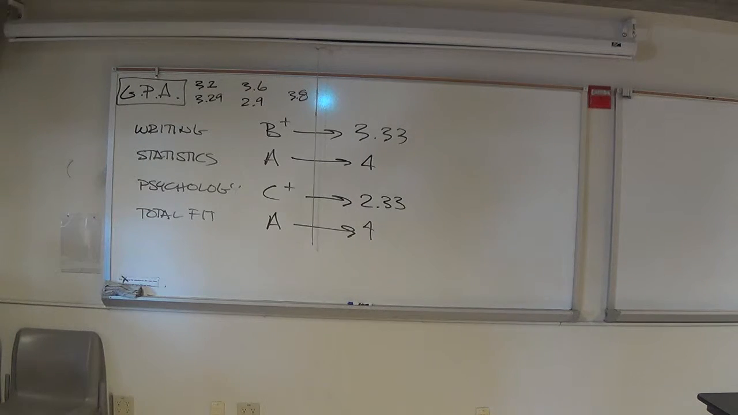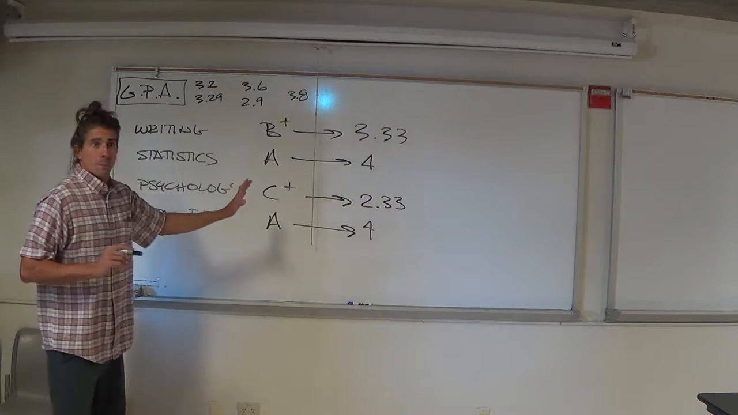So, now we've got numbers. A's and A? Yeah, A's and A. 3.67. Yeah, that's the system we've got. I'm not saying it's right, I'm just saying it's the system we have.